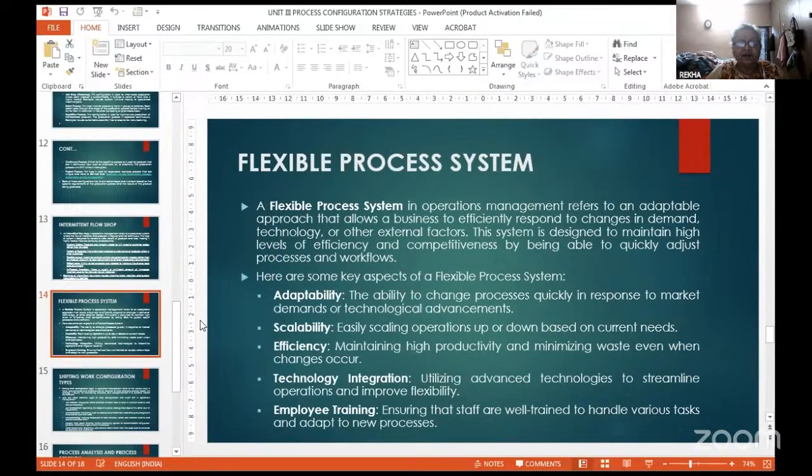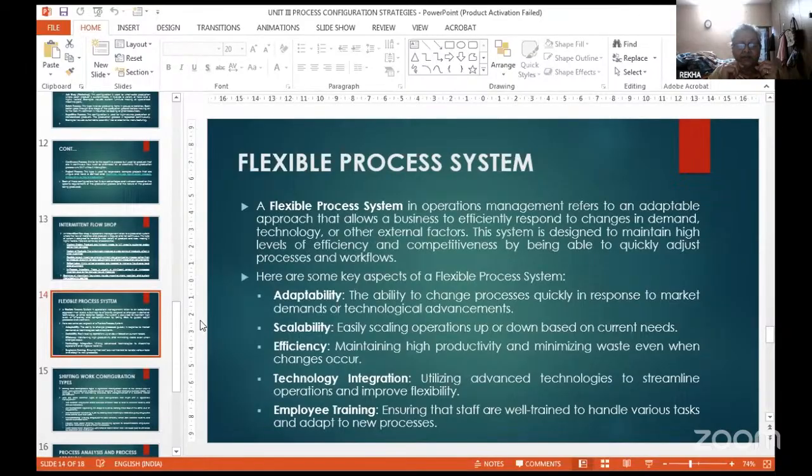Then you have a flexible process system. In operations management, it refers to an adaptable approach that allows a business to efficiently respond to changes in demand, technology, or other external factors. This system is designed to maintain a high level of efficiency and competitiveness by being able to quickly adjust processes and workflows. So here, wherever the demand is, you adjust yourself to it.